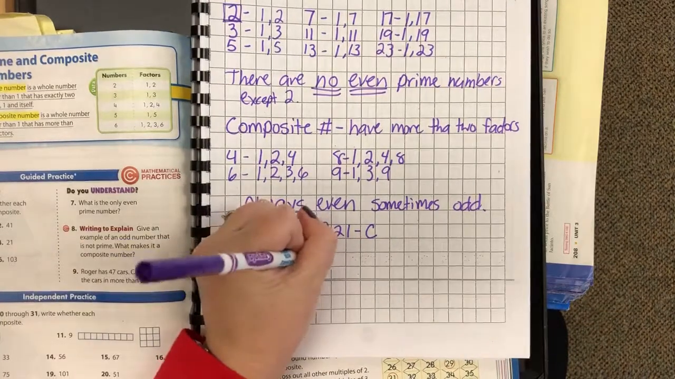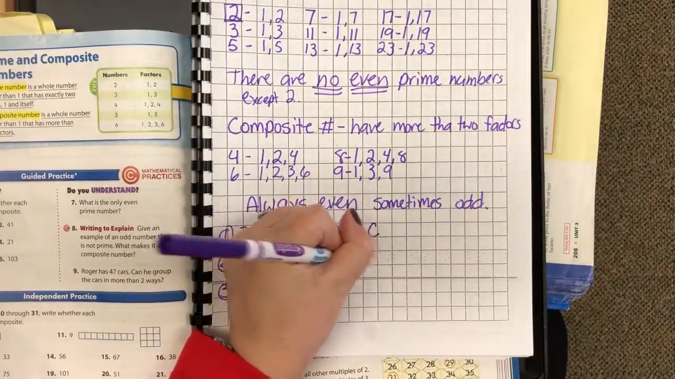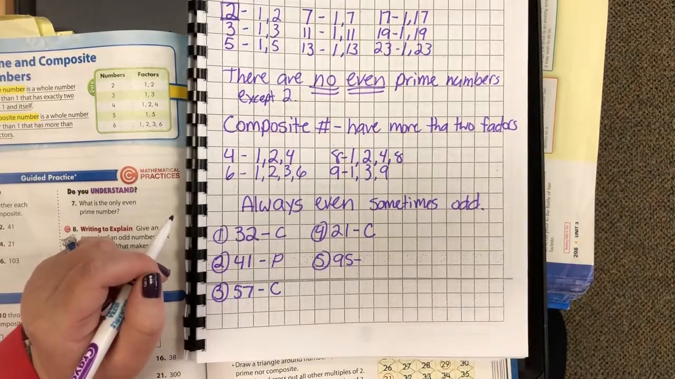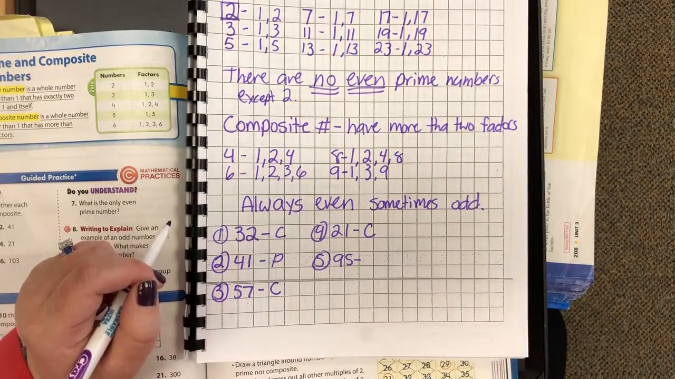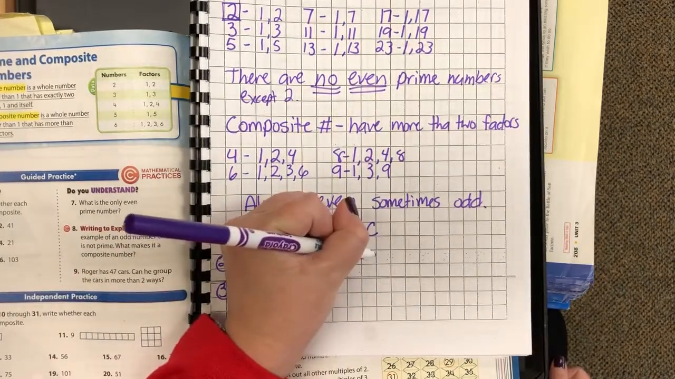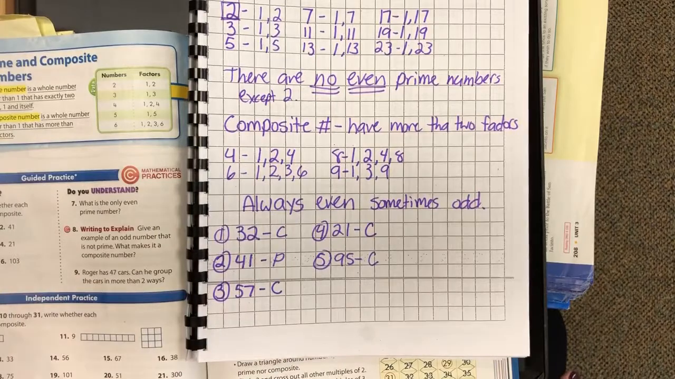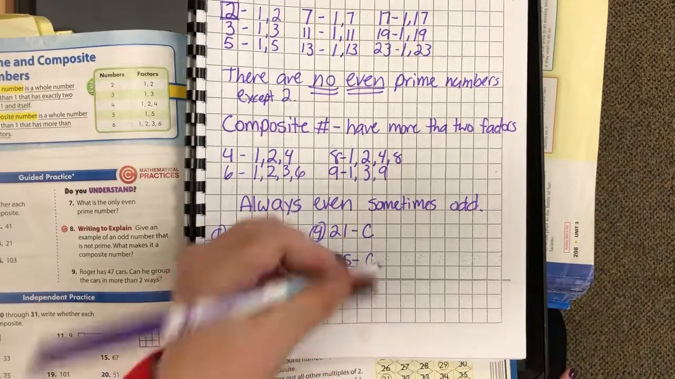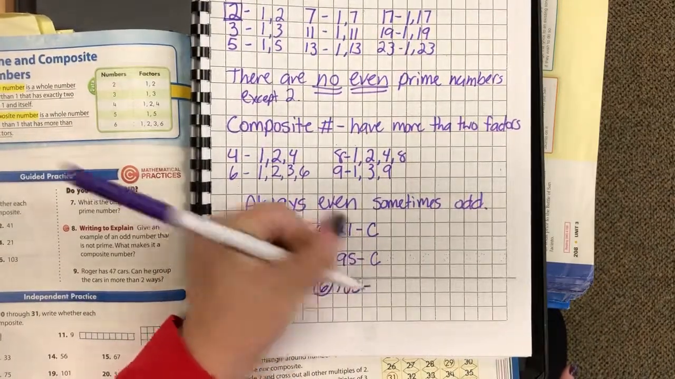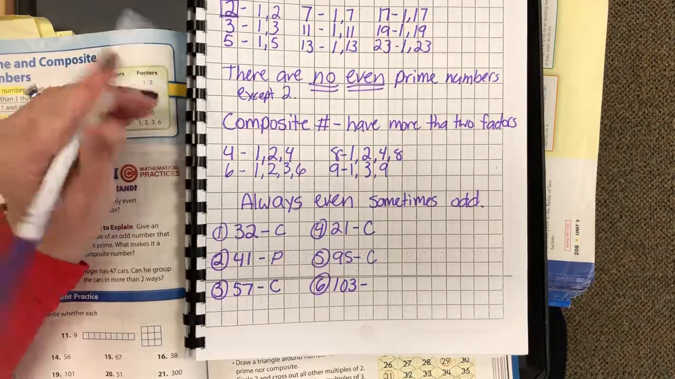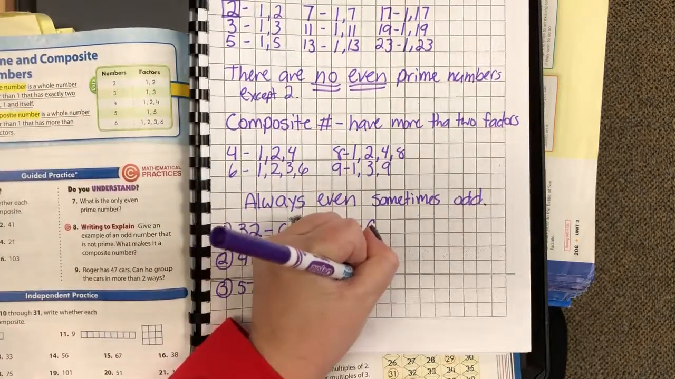Number 5, 95. Again, immediately my brain goes 5. Anything with a 5 and a 0, I can skip count by 5s to get to, meaning it can be divided into groups, meaning it has lots of factors. Composite. And numero 6, 103. Okay? Looking up on my board. Do I see anything? Nope. No. So it is prime.